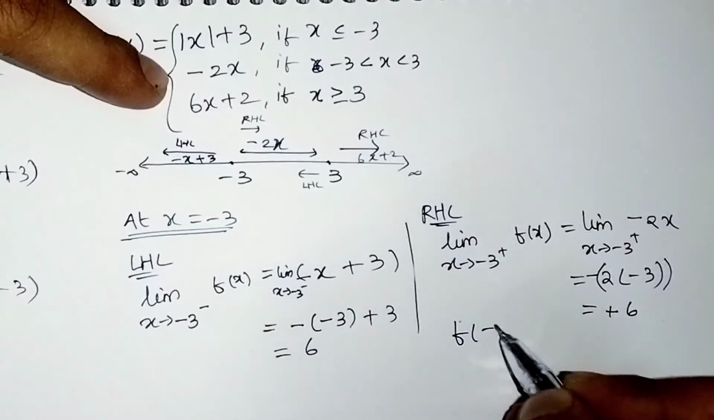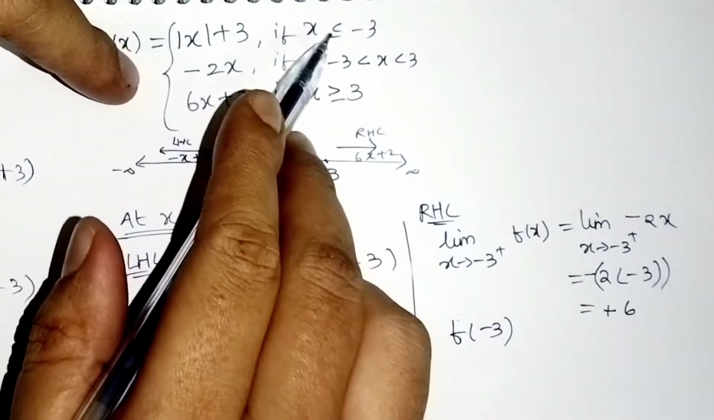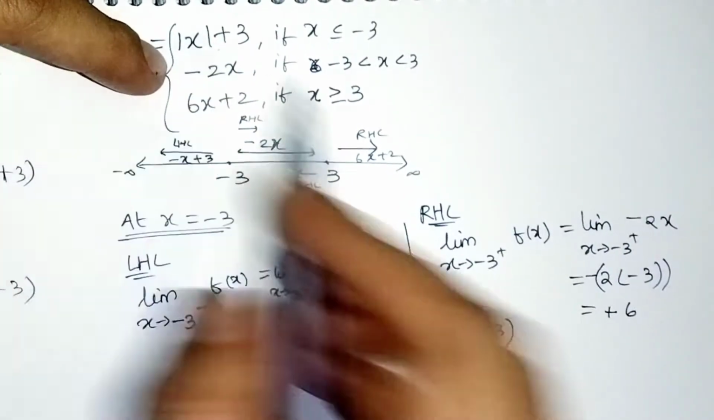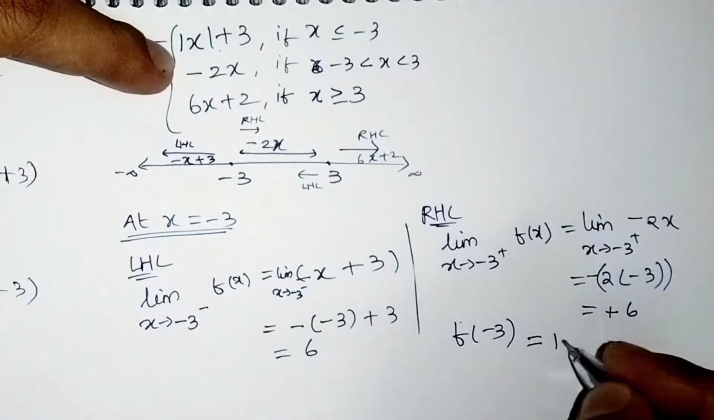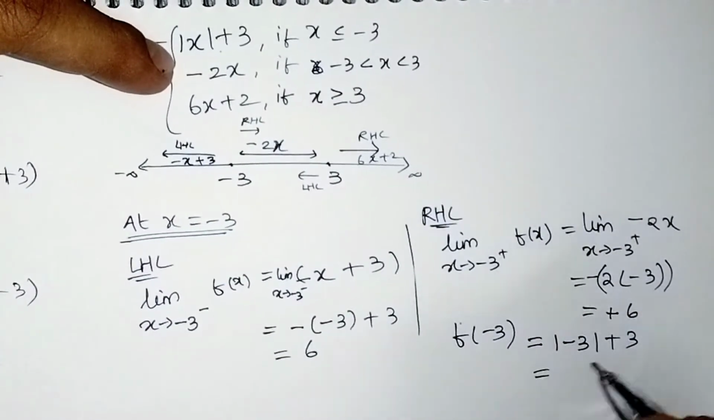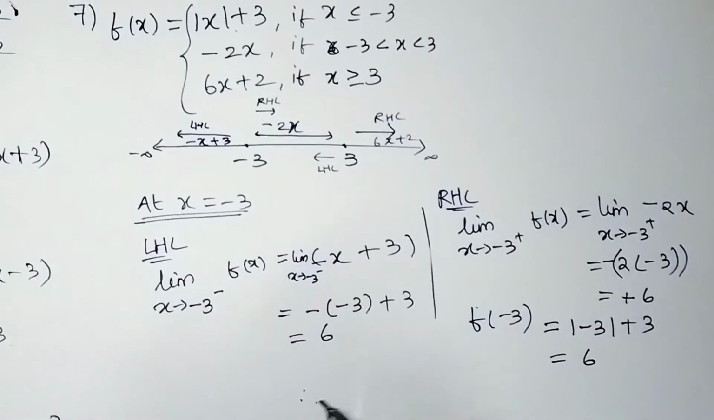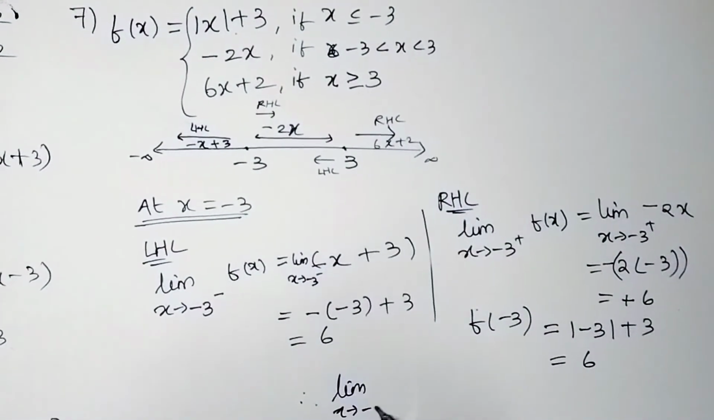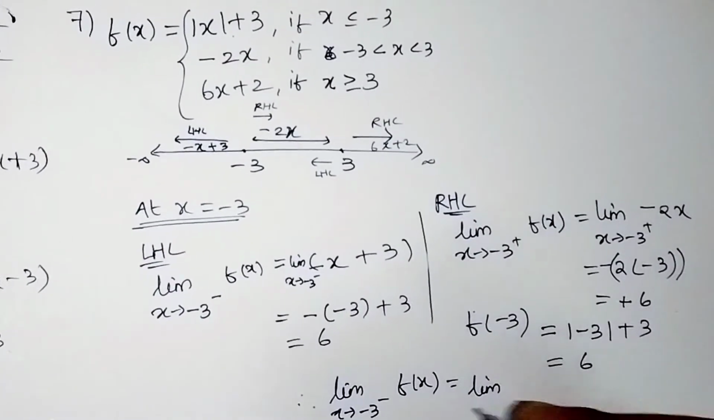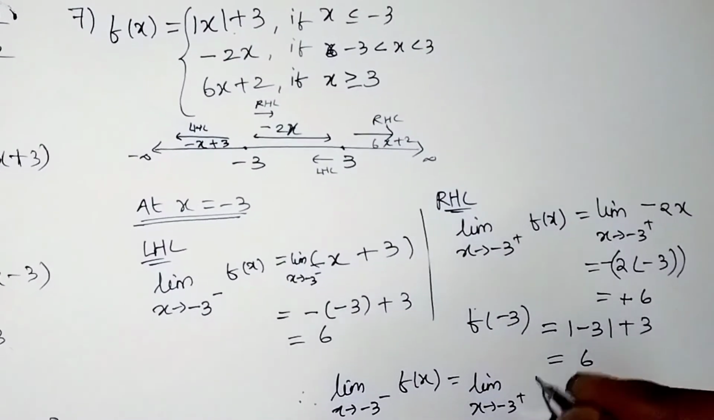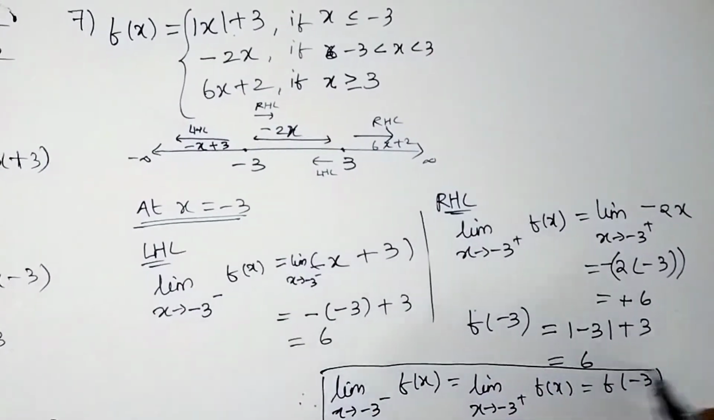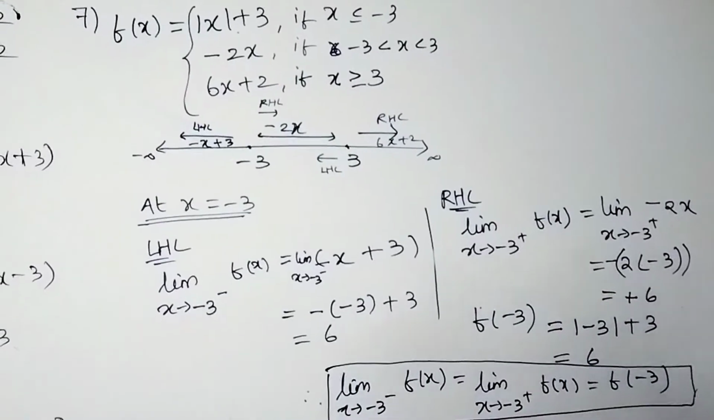And f of minus 3, as I mentioned earlier, check with less than or equal to or greater than or equal to. So we have less than or equal to minus 3. That function only we need to choose. That is modulus of x, that is modulus of minus 3 plus 3. For the number, when we take the modulus, it will be plus. So 3 plus 3 is 6. Therefore, LHL, limit x tends to minus 3 power minus f of x equals limit x tends to minus 3 power plus f of x equals f of minus 3. Therefore, the function is continuous at x is equal to minus 3.